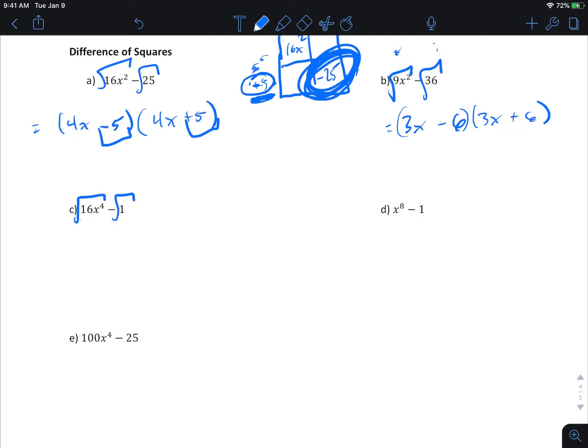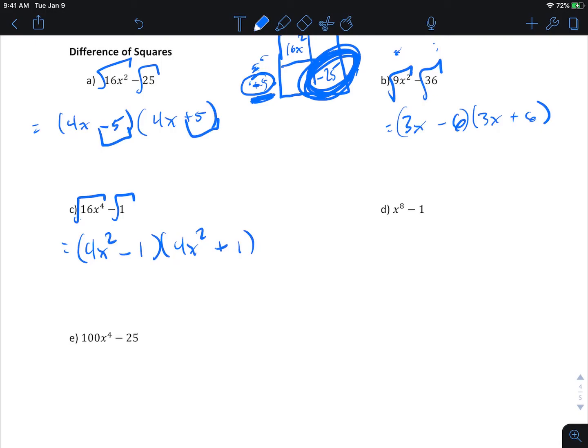Same thing. Difference of two squares, except this time I have x to the power 4. It's a little more complicated. What happens if you square root x to the power 4? Did everybody catch that? That's how the exponents work. We'll do exponents later. So this is going to turn into 4x squared. Then the square root of 1 is 1. I'm going to write it twice, 4x squared and 1: one negative and one positive.